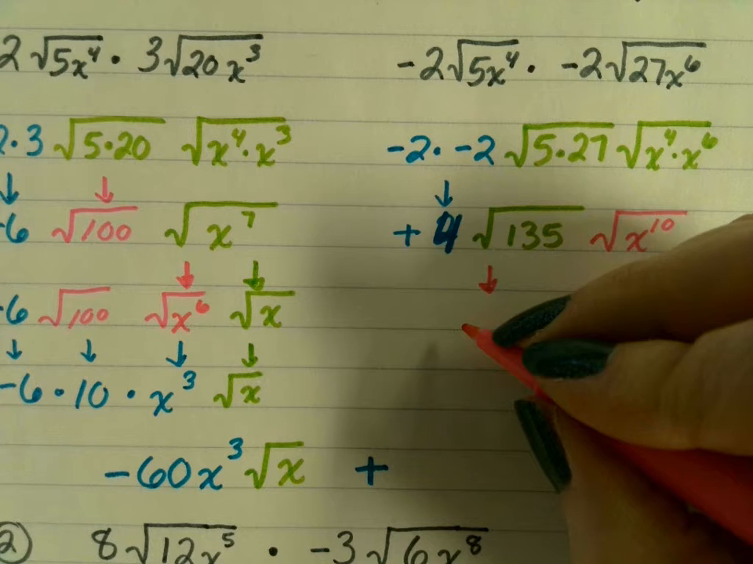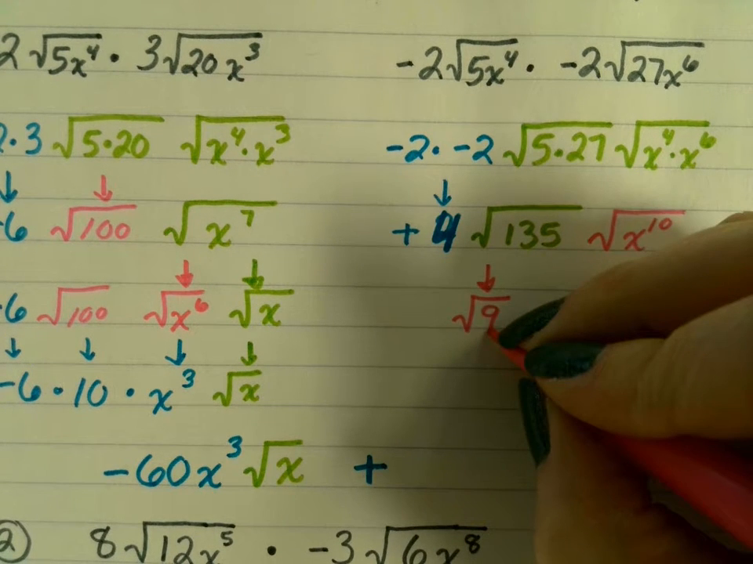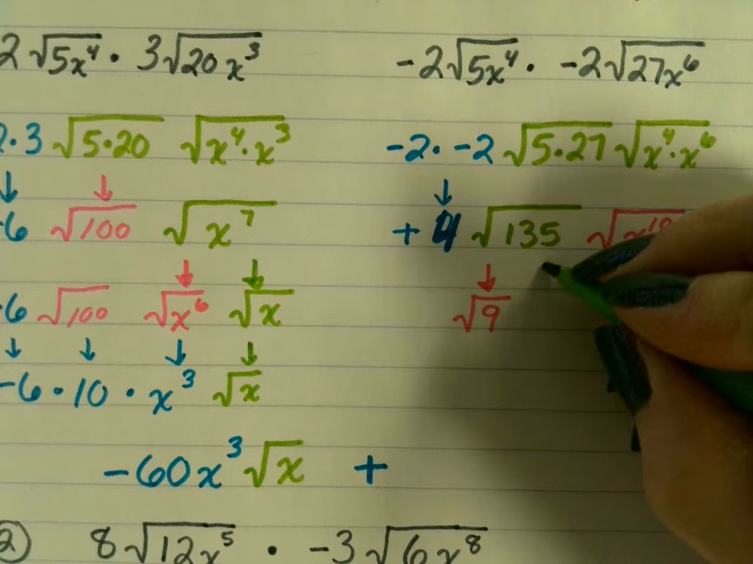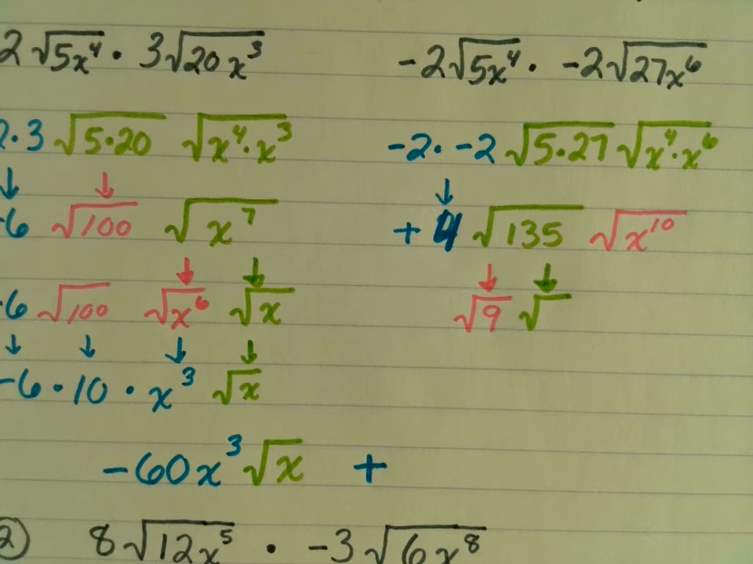9. Okay, square root of 9, and then we would be left with 9 times what? 9 times 15. Good. So we get 9 times 15. 9 times 15 gives us 135.